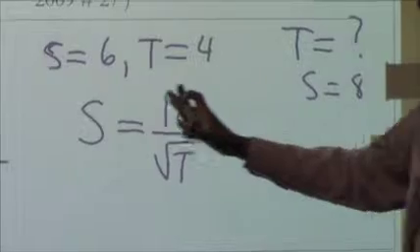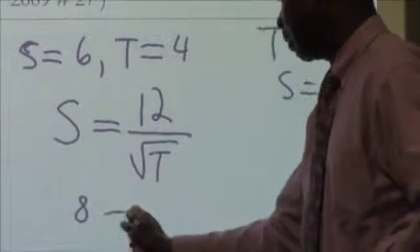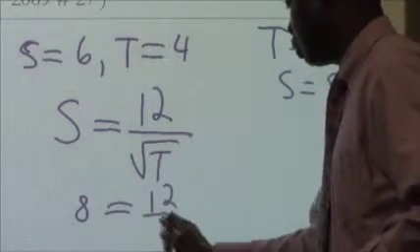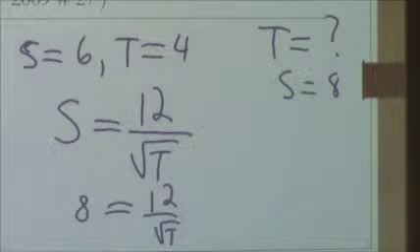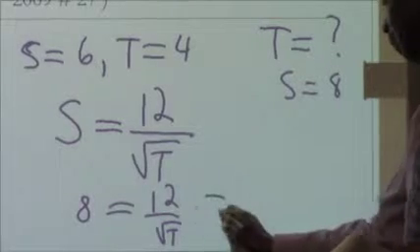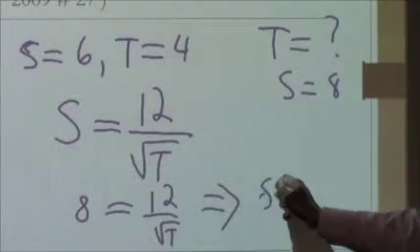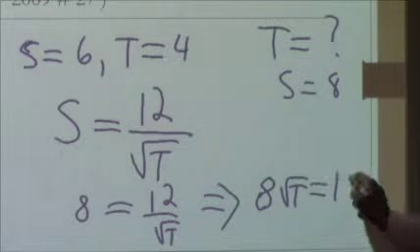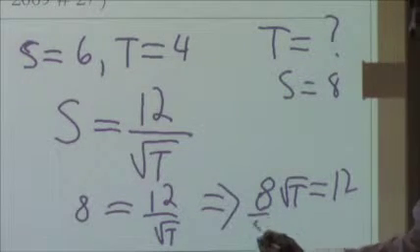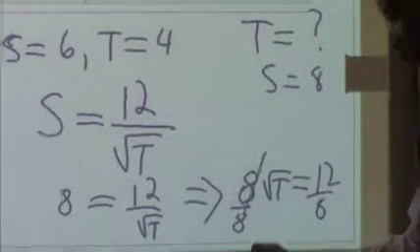Let's replace S with 8. 8 equals 12 over the square root of T. Then we can solve this by multiplying. This will give us 8 square root of T equal to 12. We divide both sides by 8, so we're going to have the square root of T equal to 12 over 8. Let's see if we can do that on the next slide.